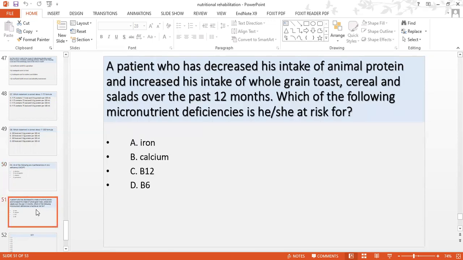A patient has decreased intake of animal protein and increased intake of whole grain, roasted cereal, and salad over the last 12 months. Which micronutrient deficiency is the patient at risk for? Iron. Any other person? Calcium. B12. B12, that's the correct answer. B12 is the only vitamin which is derived from animal food and not of plant origin.